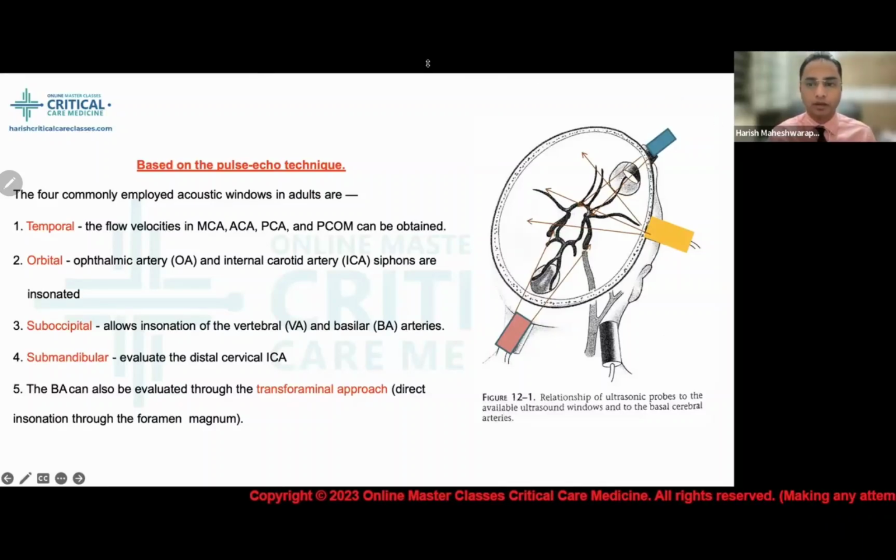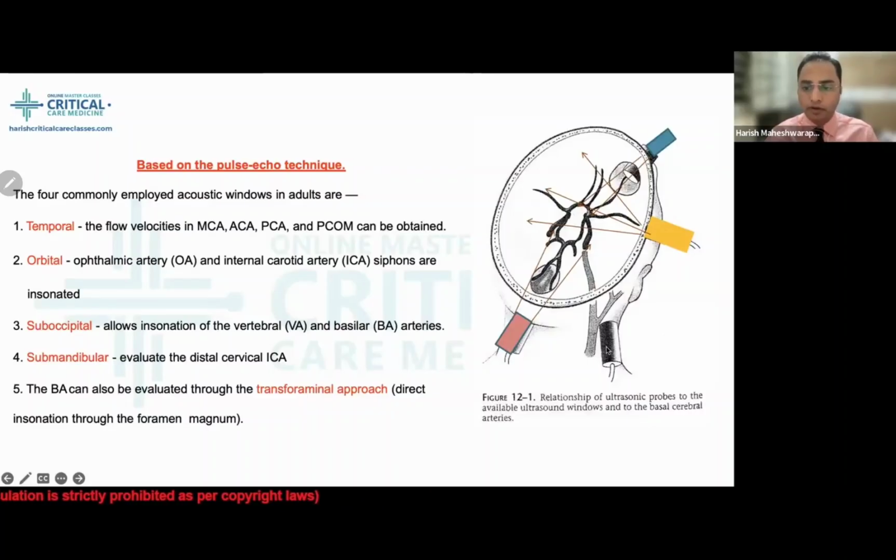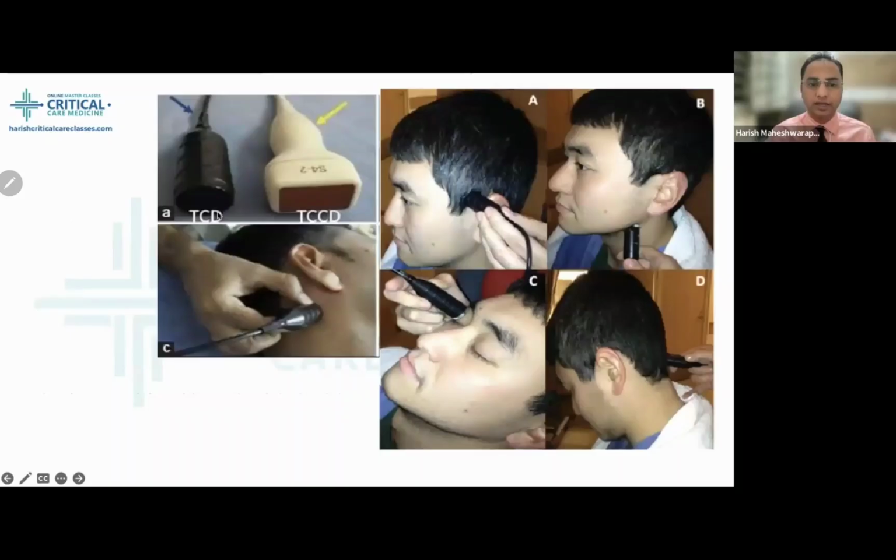Basically, we have the temporal window. Then this is the orbital window. This is the suboccipital window. This is the submandibular window. These are the 4 basic windows through which we can do transcranial Doppler. This is the TCD machine, and this is the TCD probe. These are some of the options, as I told: submandibular, temporal, orbital, and occipital approaches to get a window for transcranial Doppler.